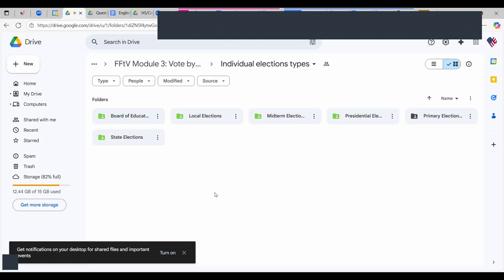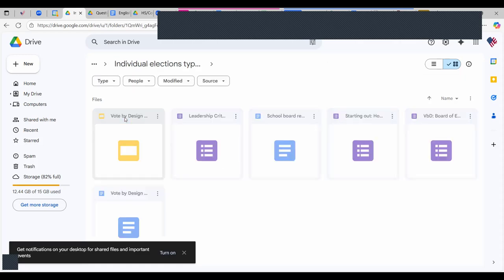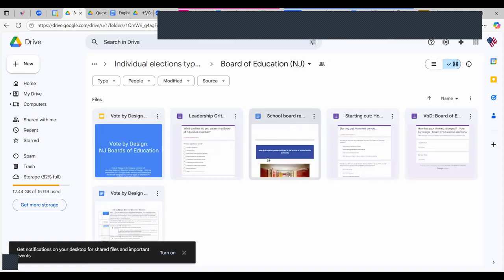The individual elections tab has all of the types of elections that exist in New Jersey. You may have others. Sometimes people have elections for fire commissioner, or I can't even think of what else, but I know there are other elections that take place, but these are the basic ones that I think you would need. And each one of them, just to show you one thing about it.